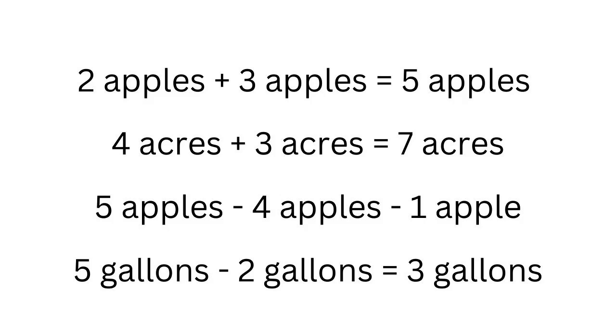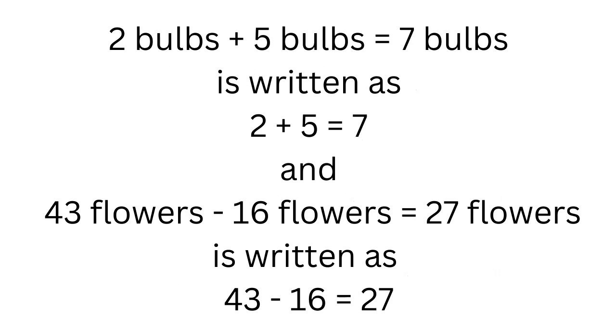The mention of the item, whether land, apple, pencil, meter, etc., is often omitted, but it is important to note that only like items can be added or subtracted to give a numeric value of that item. 2 bulbs plus 5 bulbs equals 7 bulbs. We write 2 plus 5 is equal to 7.